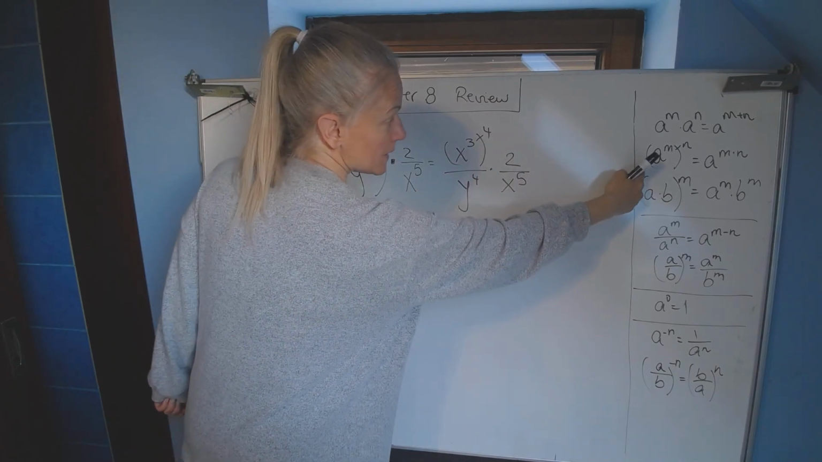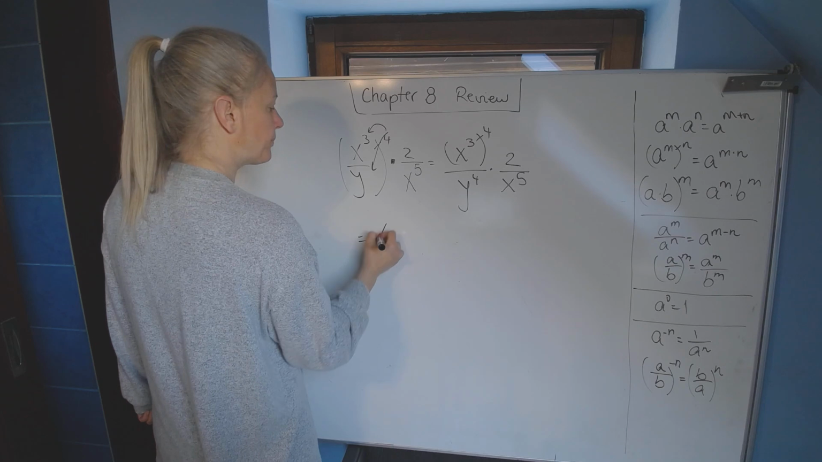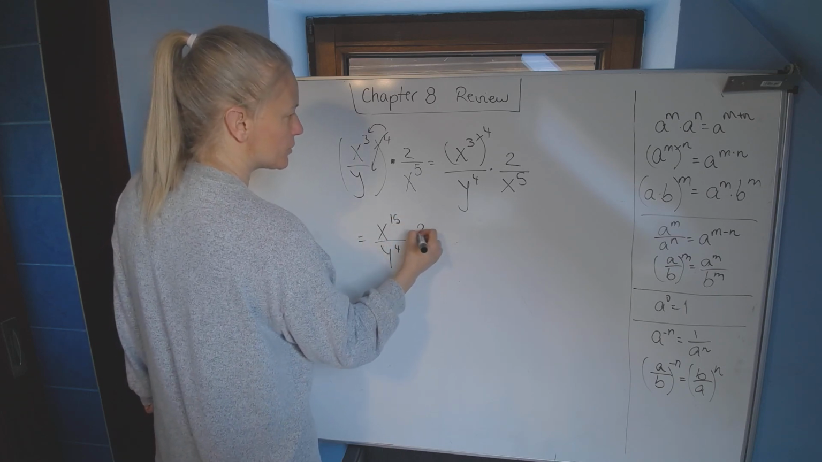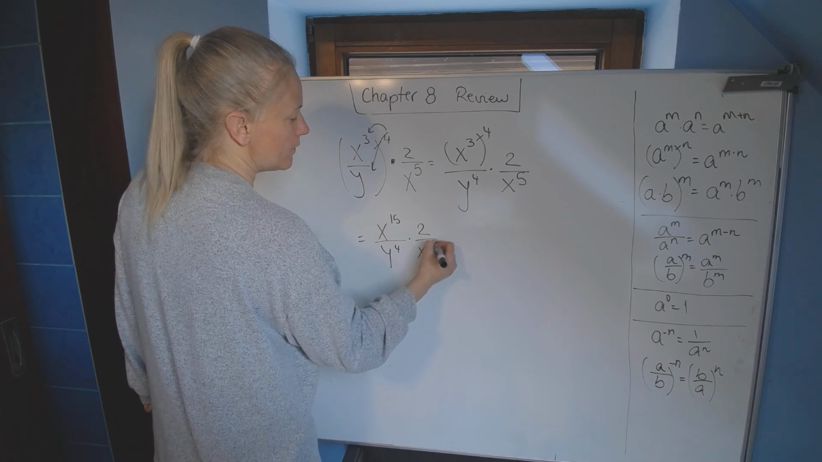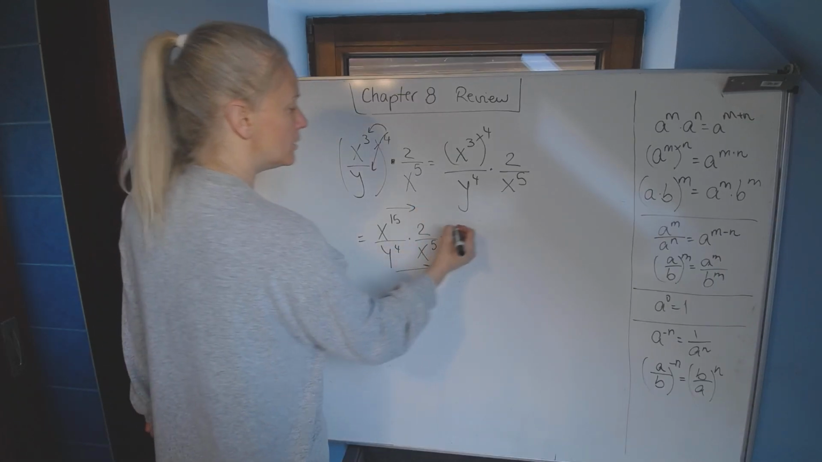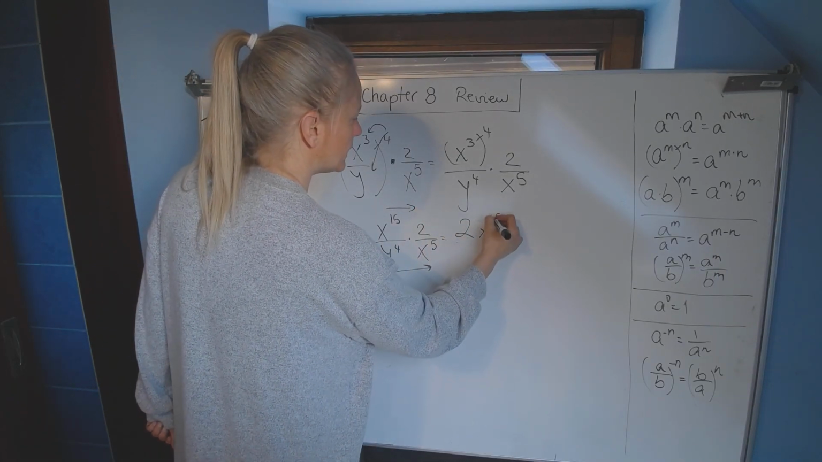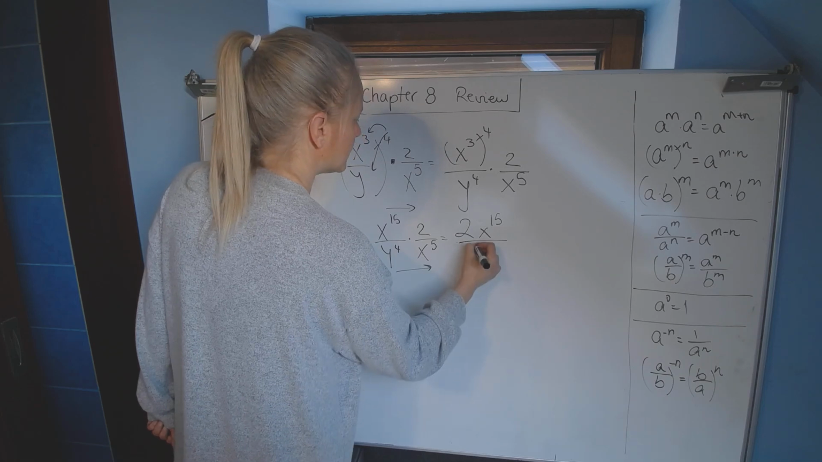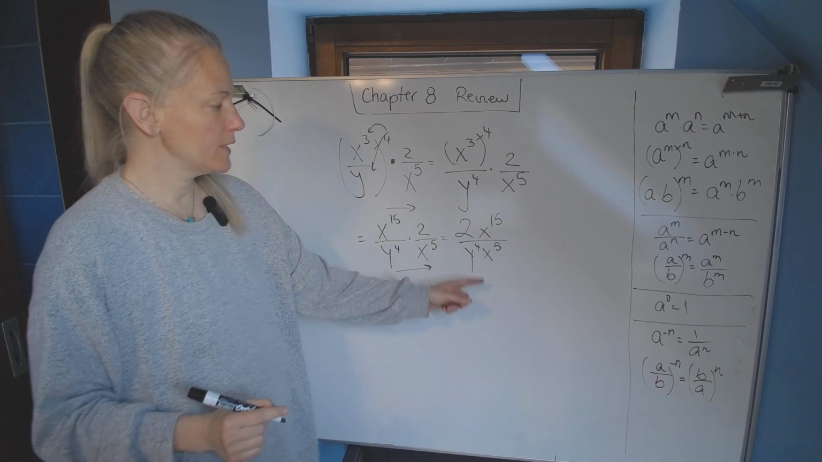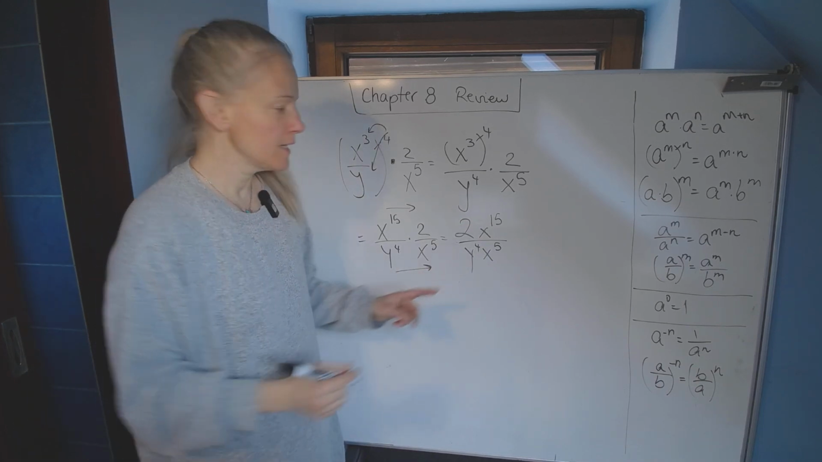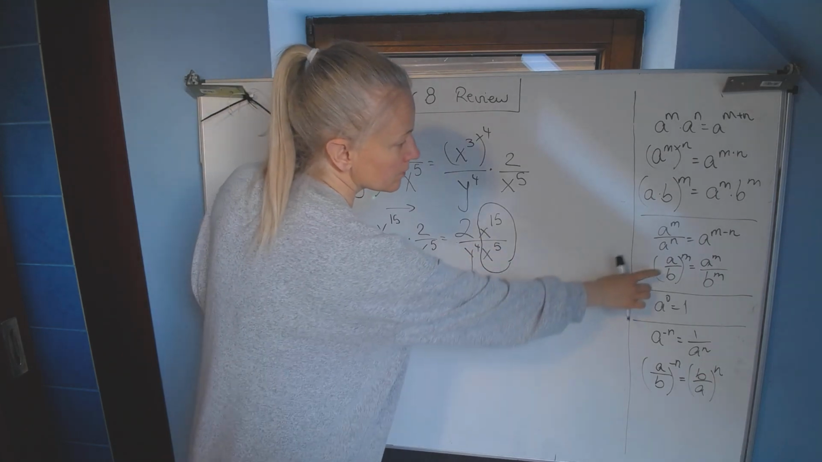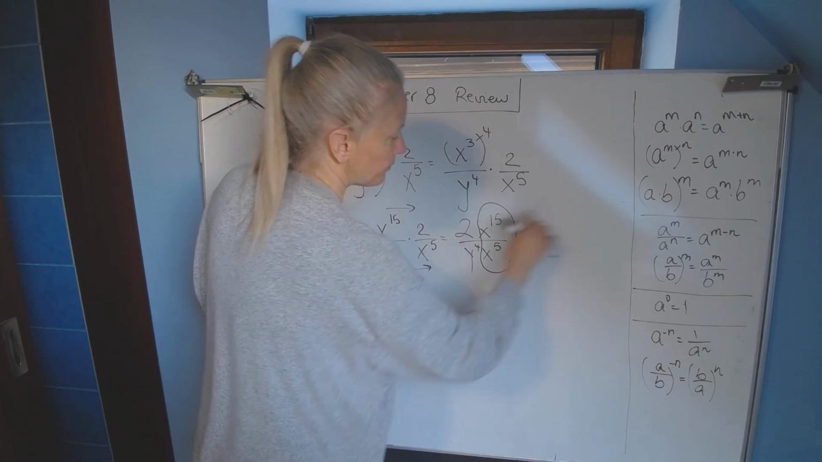This is the multiplication property. X to the 12th over y to the fourth times 2 over x to the fifth. We multiply fractions across, right? 2x^15 over y^4 x^5. Is there a reason why I did it this way, because normally x goes before y? Yes, because I'm looking at this and I'm seeing that I have the same base right there with different exponents.